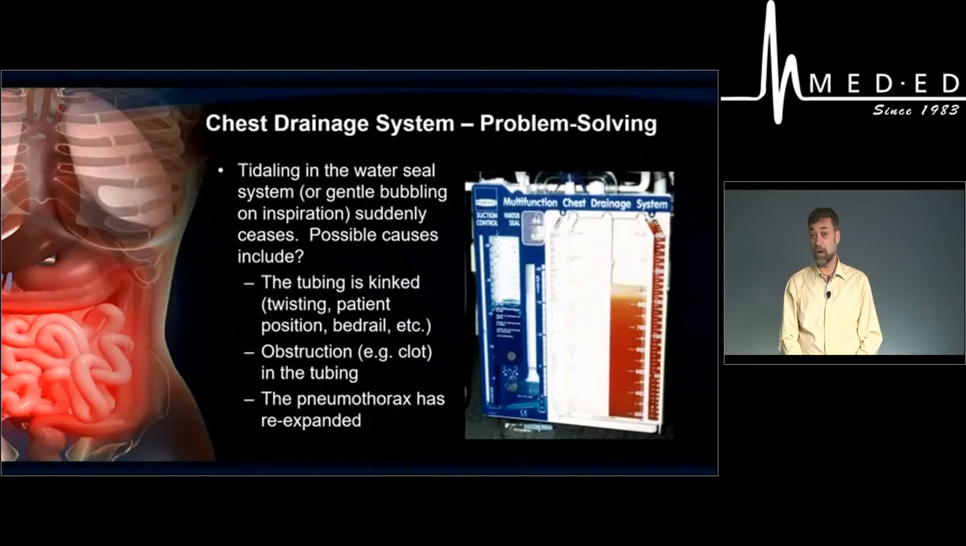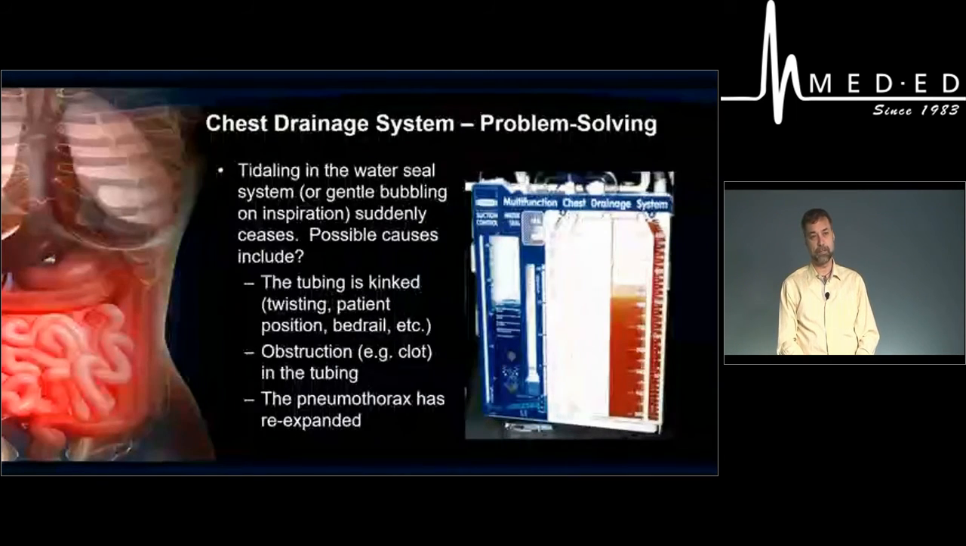The second thing that can cause these things to happen is an obstruction or clot in the tubing. Okay? Especially if the tubing loops down below the chest drainage set and the blood sits there, it can clot. That'll occlude the tubing, and then it will stop the tidaling. Of course, to fix that, it's pretty easy. You just lift the tubing up and let the clot fall down into the chest drainage set.